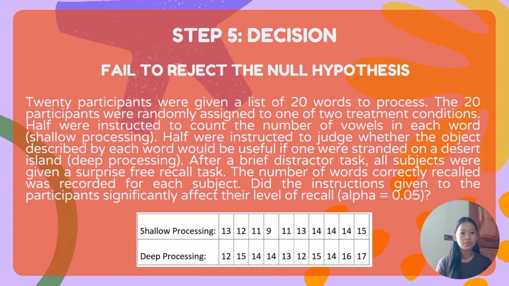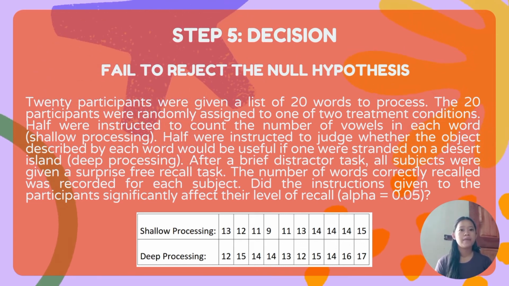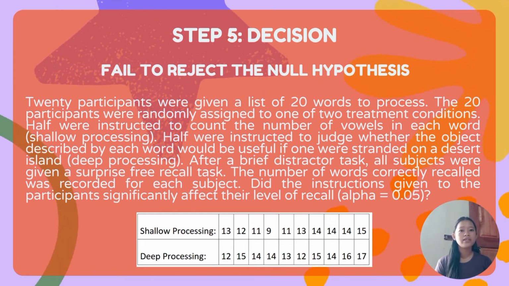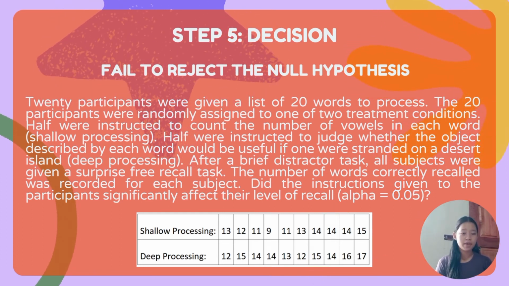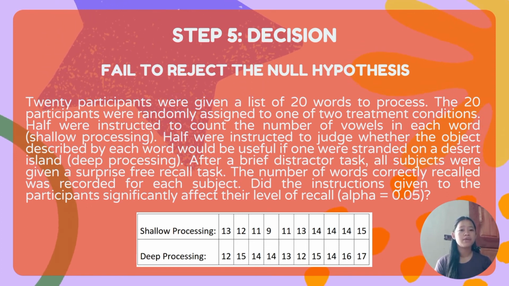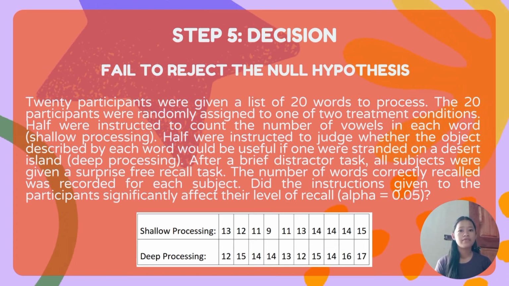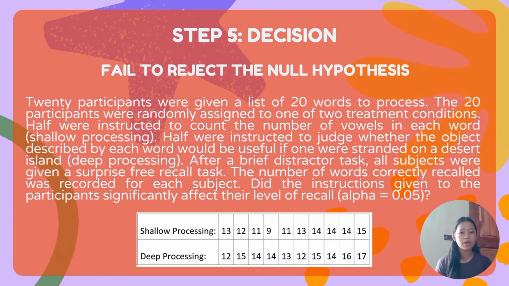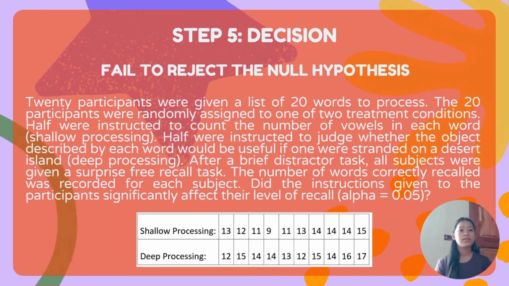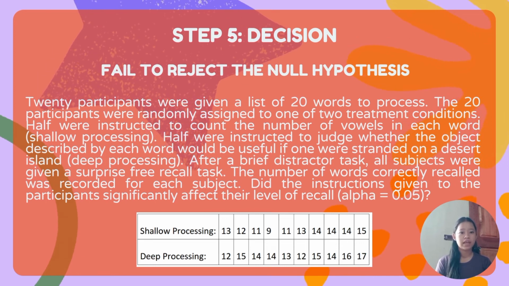Now let's continue with our step 5, decision. Fail to reject the null hypothesis. Why is it that we fail to reject the null hypothesis? This is because from the findings done by Joddel a while ago, the p-value is 0.053572, which is greater than the alpha whose value is 0.05. Therefore, we fail to reject the null hypothesis.